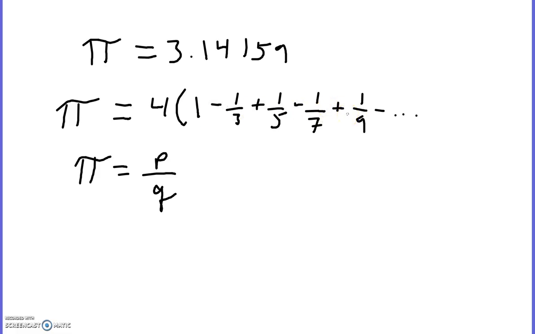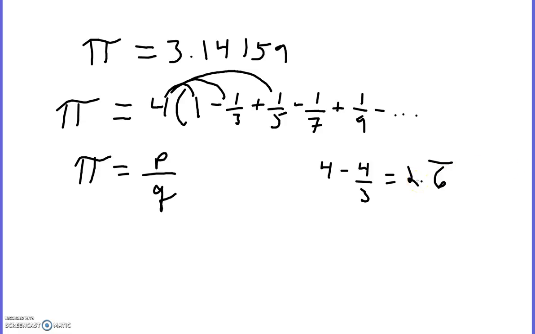So I'm going to do out the first little bit. What I do is I actually multiply through by 4 with the distributive property like this. So the first round, I'm going to do 4 minus 4/3. That's the first little bit right there. That's 4 minus 4/3 right there. And that's equal to 2.6 repeating. It keeps going on and on.